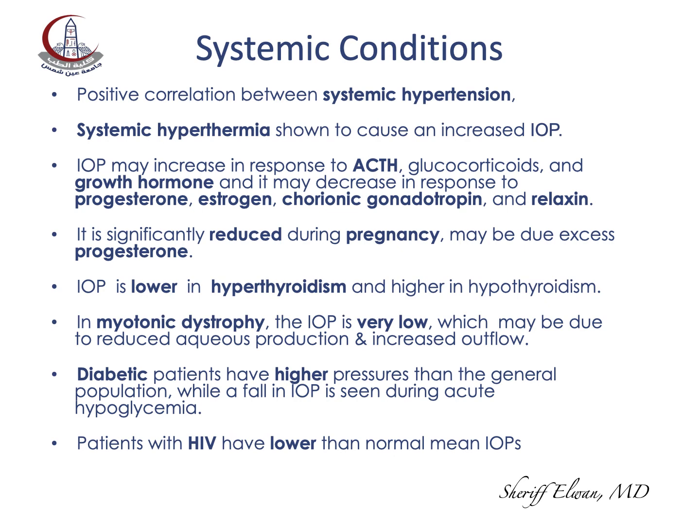Some hormones like ACTH, growth hormone, progesterone, estrogen, chorionic gonadotrophin, and relaxin have been reported to affect the intraocular pressure. Intraocular pressure is significantly reduced during pregnancy, probably due to the excess progesterone. It is lower in hyperthyroidism. In myotonic dystrophy, the intraocular pressure becomes very low. Diabetic patients are known to have a higher pressure in general. Patients with AIDS have lower than normal mean intraocular pressure.